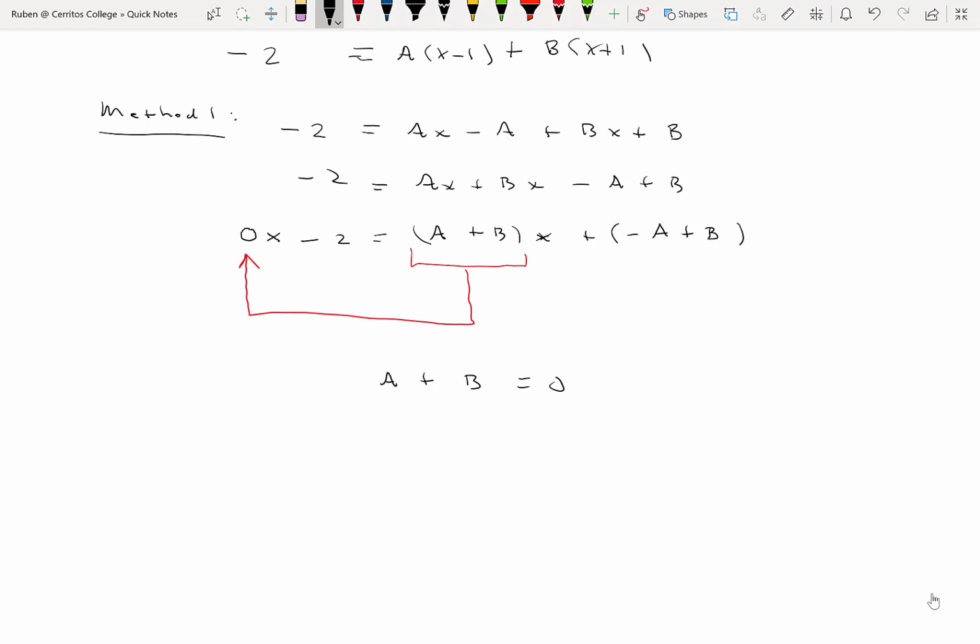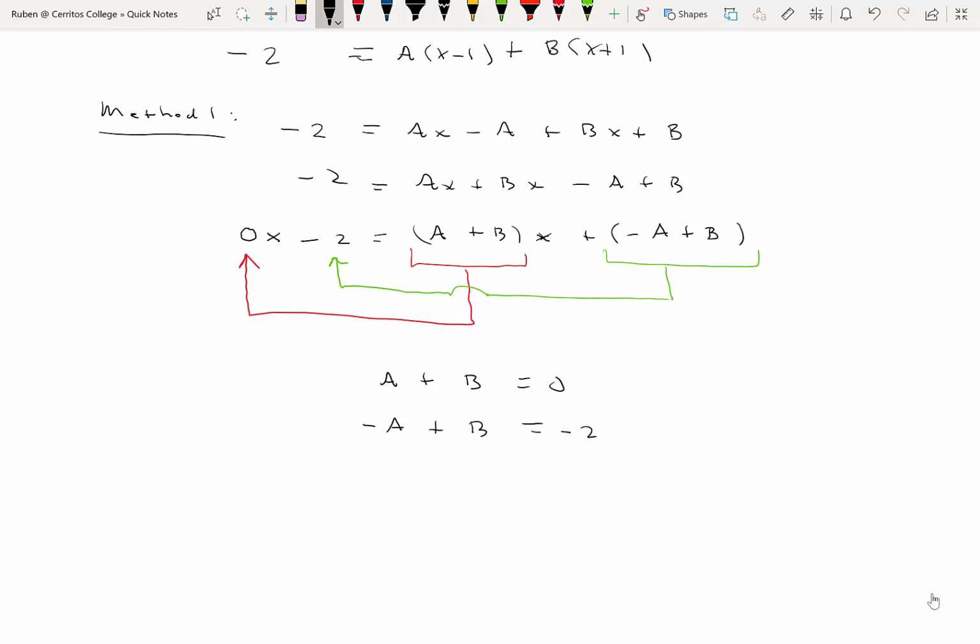Okay. Well, if a plus b, the coefficient of x, should be 0, what should the constant term be? What should negative a plus b be equal to? Well, let's follow what the corresponding terms would be on each side. Negative a plus b, the constant on the right, should equal the constant on the left, negative 2. And then solve for a and b.